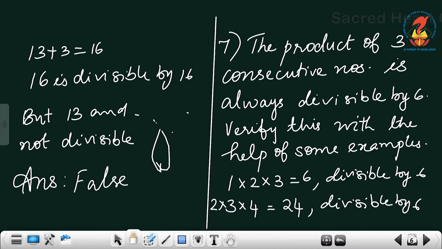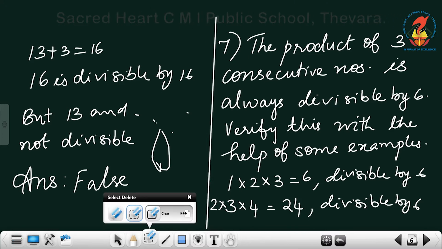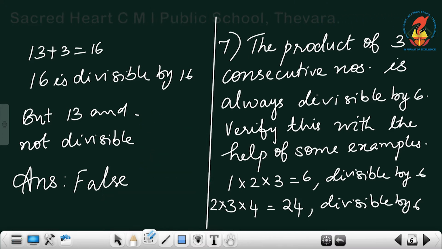If a number exactly divides the sum of two numbers, it must exactly divide the numbers separately. Take 13 plus 3, which is 16. 16 is divisible by 16. But 13 is not divisible by 16 and 3 is not divisible by 16. So, the statement is false.